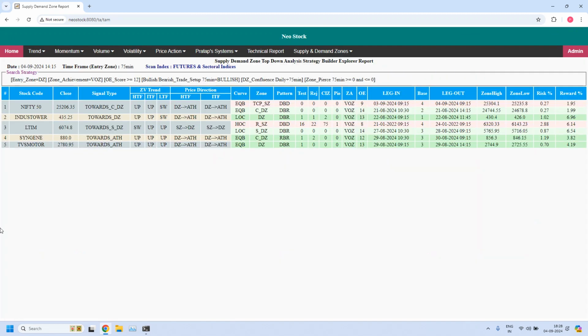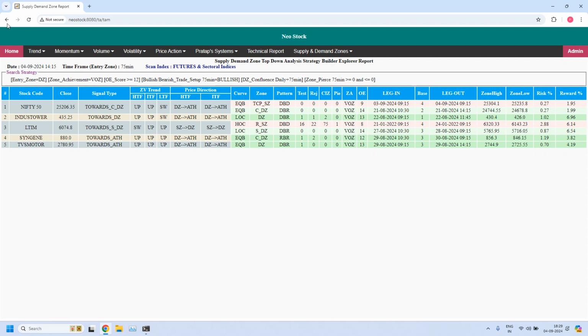Now let's verify. 5 stocks. And these 5 stocks are having confluence with 75 minutes demand zone and daily demand zone. Now let us verify out of these 5 how many are having EMA confluence, daily EMA confluence. Because ITF is a daily trend, is also uptrend, and also this LTF zone is a part of the ITF zone. That means LTF zone overlapped with ITF zone.